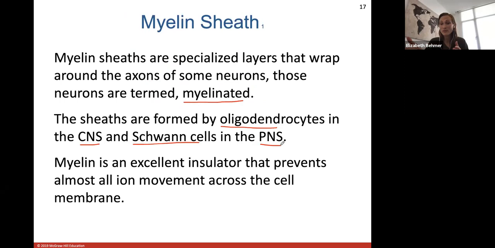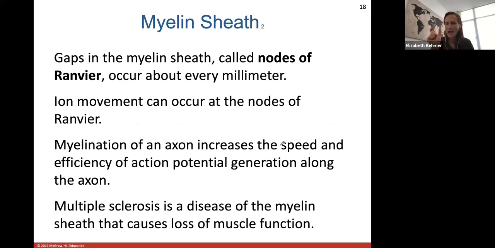So remember that action potentials travel down when ions move in, but if we prevent that movement, the action potential can just go straight through. If there's a gap in the myelin sheath, so every so often there's a little space in the myelin sheath, those gaps are called the nodes of Ranvier, and they occur about every millimeter. And at the nodes of Ranvier, we do have ion movement. So that means that the ions will rush into the axon at the nodes of Ranvier.